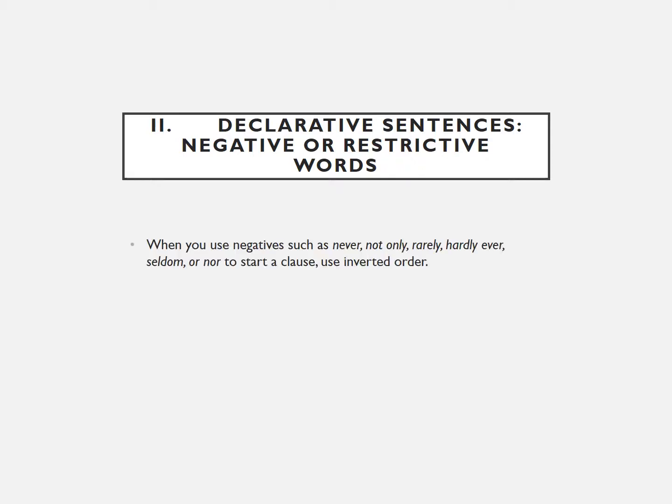Now that we are done with interrogative sentences, let's move on to declaratives, shall we? First, sentences that begin with negative or restrictive words. When you use negatives such as never, not only, rarely, hardly ever, seldom, or nor to start a clause, use inverted order. These sentences show the differences, first in standard order and then in inverted order.